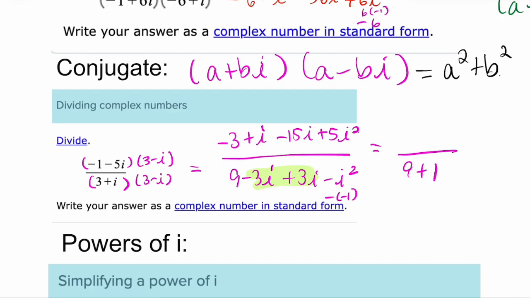Now let's deal with the top. We have that 5I squared, okay? I squared becomes a negative 1, changes the sign of whatever it's touching. So this is going to become negative 5. So we really have on top negative 3 plus I minus 15I minus 5. Let me make that look a little nicer for you here.